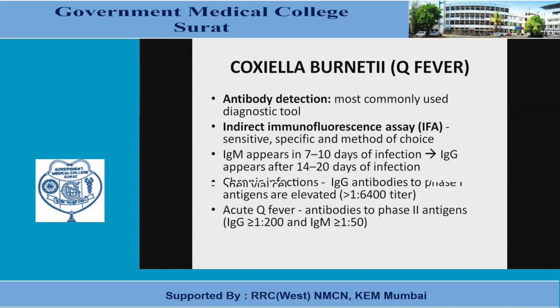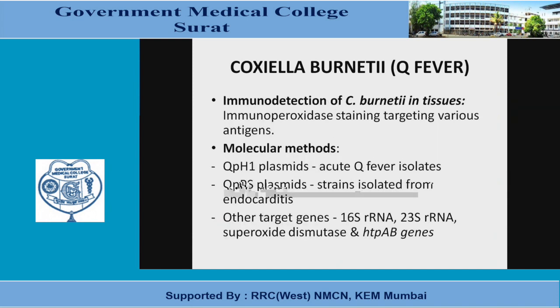Antibody detection can be done, direct immunofluorescence test, specific test. IgMs can be detected in 7 to 10 days, IgG after 14 days. In chronic infections, IgG more than 1:6400 titer, and in acute Q fever, antibodies to phase 2 antigens can be seen. Immunodetection of Coxiella burnetii in tissues, immunoperoxidase staining targeting various antigens.